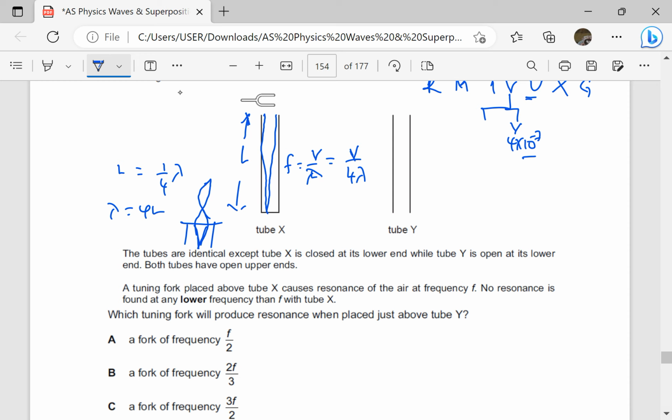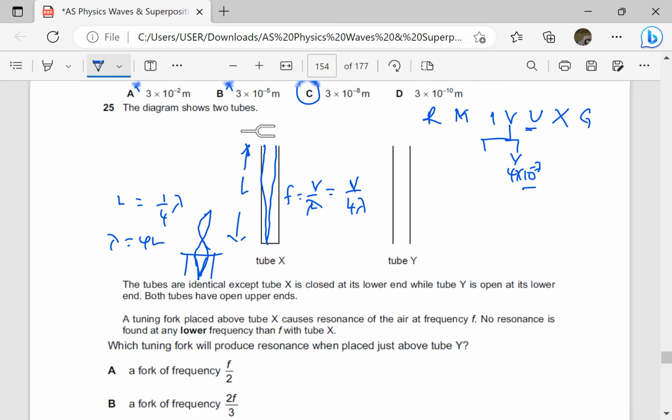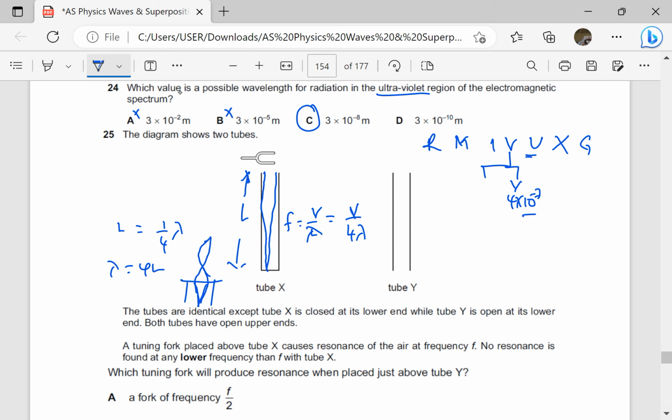Which tuning fork will produce resonance when placed just above tube Y? Let's first find the fundamental mode of vibration of tube Y. So we are going to have two antinodes at the open end for an open pipe, and the length L represents a quarter plus a quarter, which is a half of wavelength. So wavelength is going to be twice L, which means the fundamental mode of vibration of the open pipe is going to be V divided by 2L.